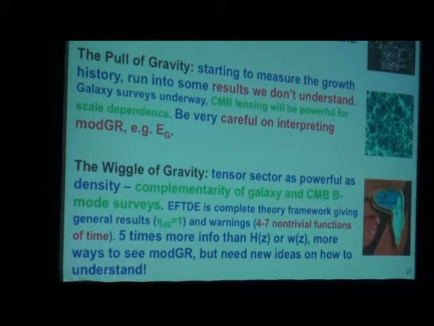Within effective field theory, we were able to show some very general properties, as well as to give some warnings that you can't parameterize them very simply, the way that was successful in the expansion history. On the other hand, that's more information. We have all this extra information to deal with. More ways to see a deviation from gravity, and we definitely need new ideas of how to push this further.